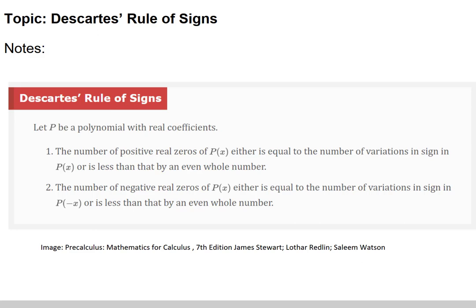This video is about Descartes' rule of signs. Descartes was a mathematician, and his rule states the following. Let P be a polynomial with real coefficients. Then there are two conditions for it.